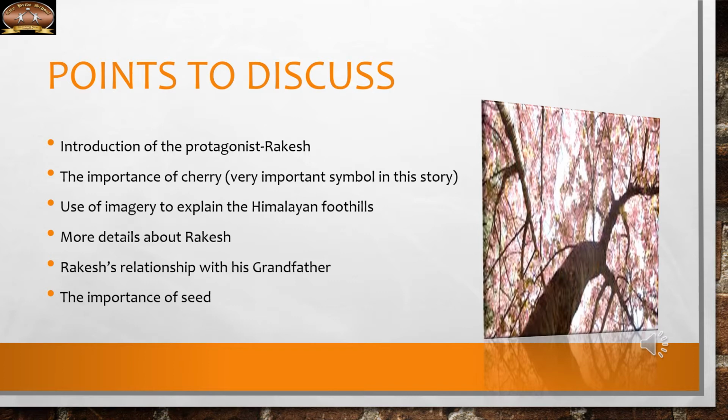And the important symbol of the story is also introduced in the very first paragraph itself, when the author says, one day when Rakesh was 6, he walked from the Missouri Bazaar eating cherries. So both the protagonist and the important symbol of the story, that is cherry, are introduced in the first line itself. And then he describes the red cherries, which had come from Kashmir Valley. And then he talks about the Himalayan foothills.